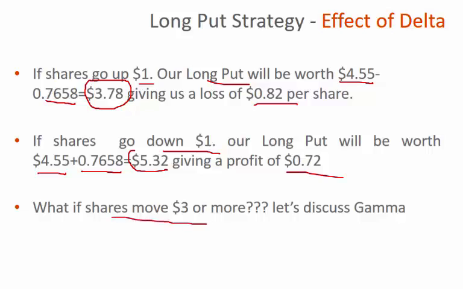But what happens if the share price moves $3 or more? Because delta doesn't stay the same. Delta is always moving, the value is always moving. And that's where gamma comes in. We're going to talk about that in the next video.